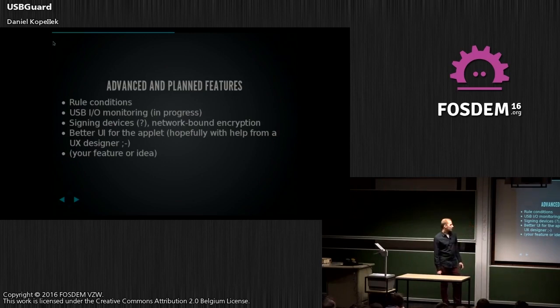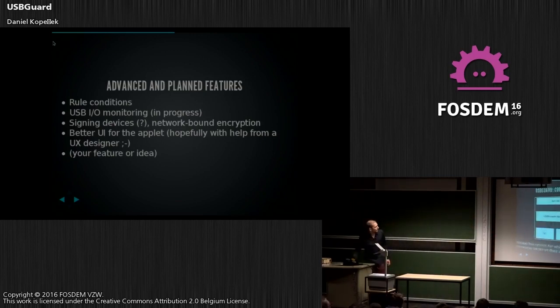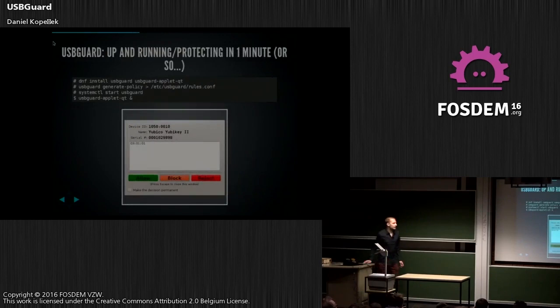Another thing I'd like to improve is the UI of the applet. As you can see, it's not really useful to see some numbers here, which represent the interfaces that the device wants to communicate with. Ideally, you want to translate these numbers into human-readable strings to know what the device is, what the interface number represents, whether it's a keyboard or mouse or a network card, such a thing.